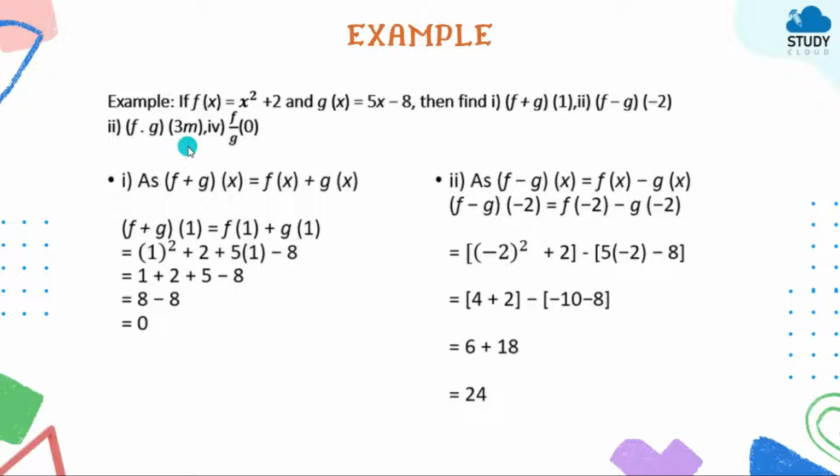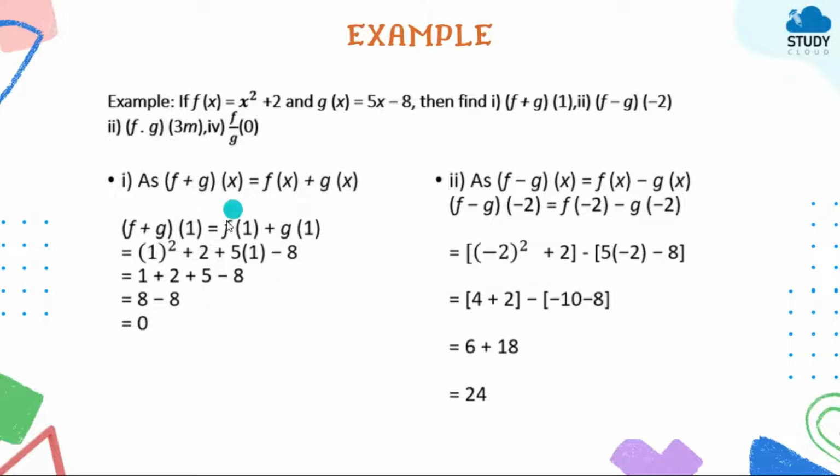(f into g) with the value 3m. In place of x we will put 3m. Fourth, (f upon g) with the value 0. First we'll see addition and subtraction. (f plus g) of x means f(x) plus g(x). (f plus g) of 1.